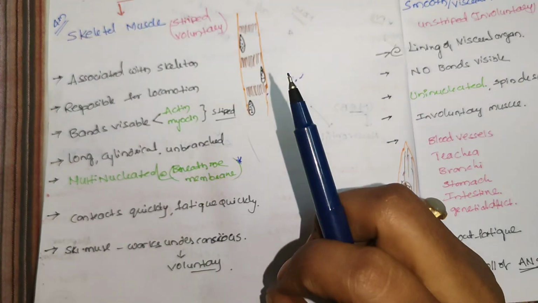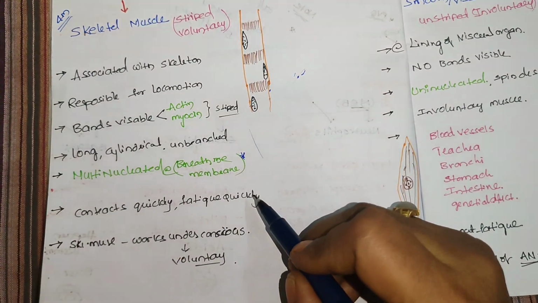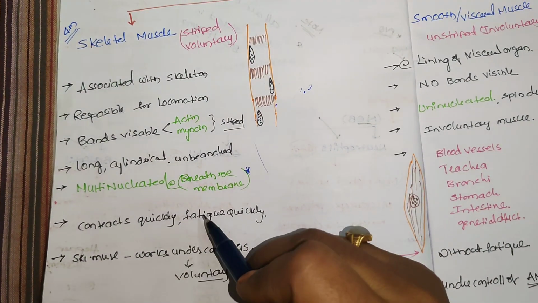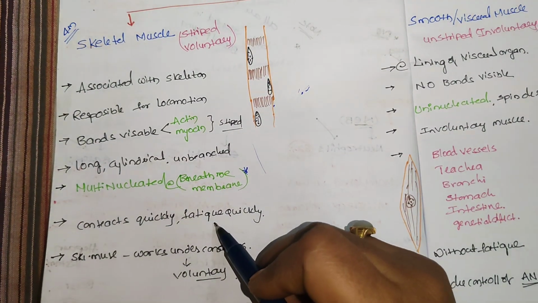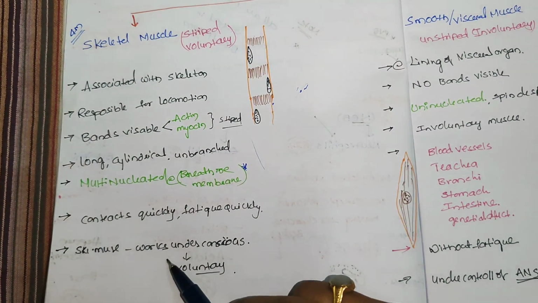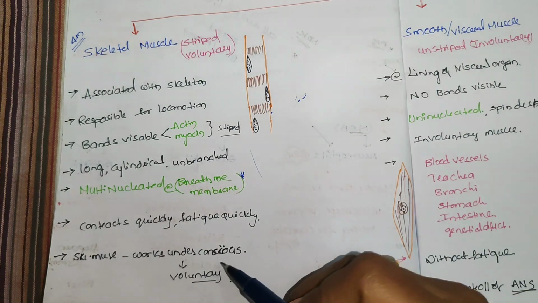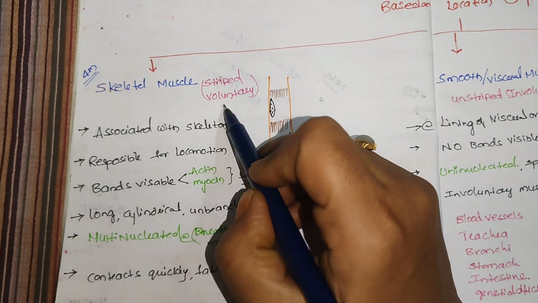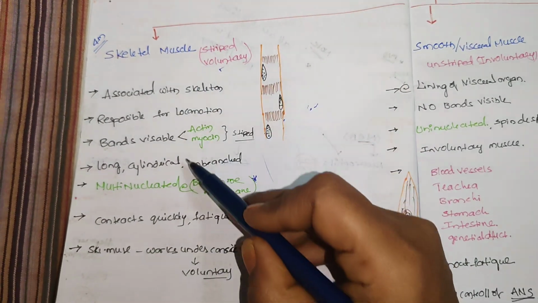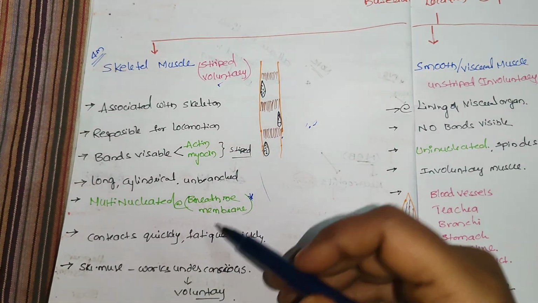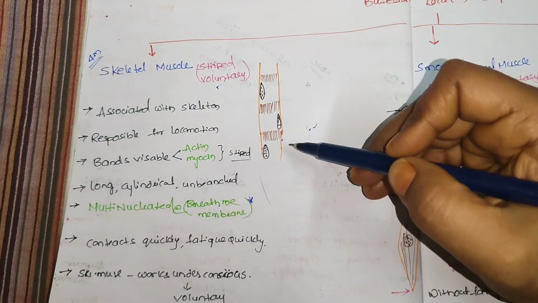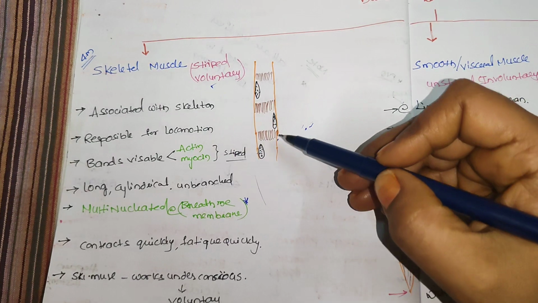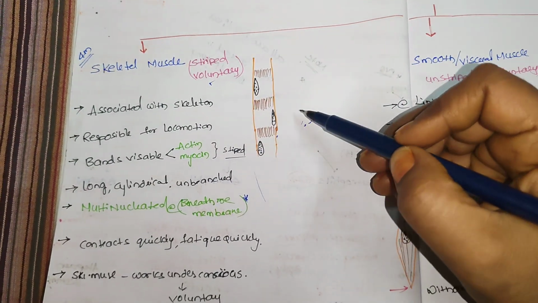This muscle contracts quickly and fatigues quickly. So it can contract fast, and also fatigue, meaning tightness, quickly. Skeletal muscle works under our conscious control. That is why it is called voluntary muscle. So in skeletal muscle we have these characters: it is long, cylindrical, unbranched and multinucleated, but the nuclei are peripheral.